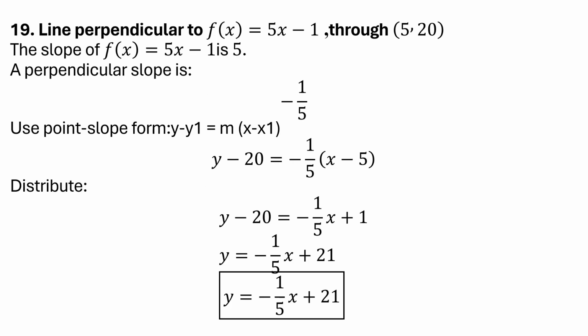The original slope is 5. A perpendicular line has slope -1/5. Using the point (5, 20), we substitute into point-slope form and simplify. The equation is y equals -1/5 x plus 21.